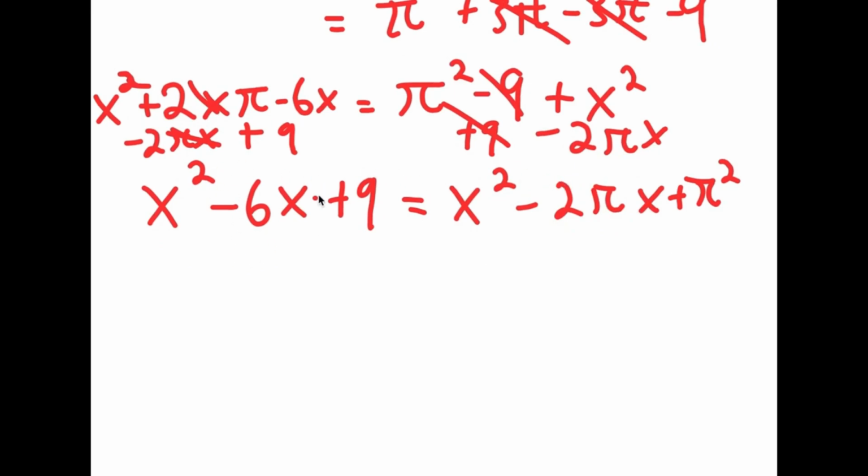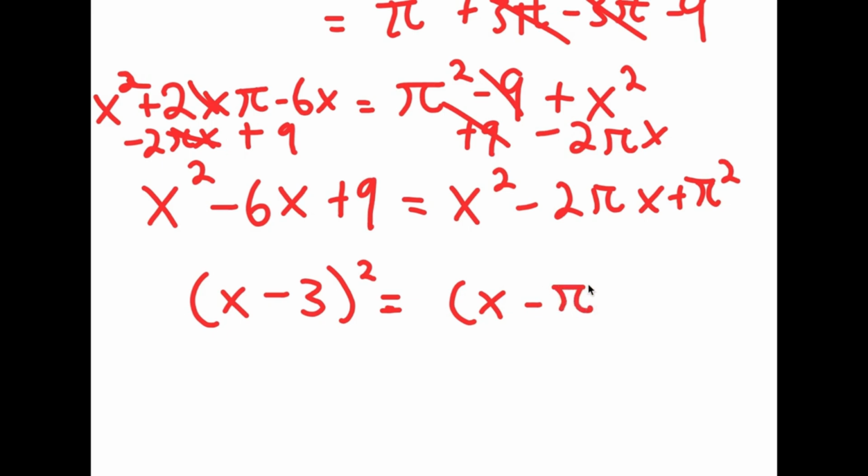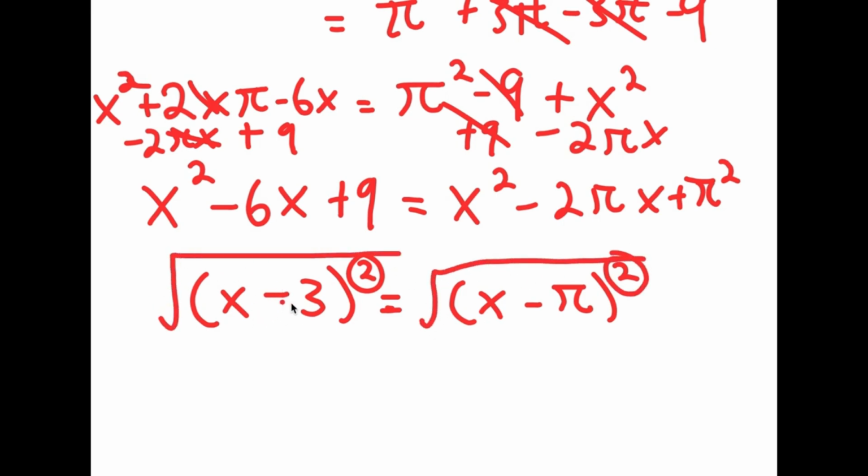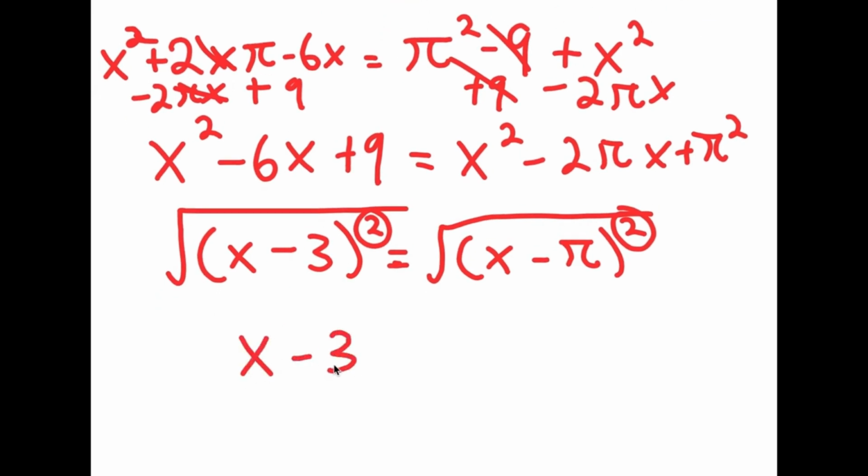And now, x squared minus 6x plus 9 factors into (x minus 3) squared. And x squared minus 2 pi x plus pi squared is the same thing as (x minus pi) squared. So I have (x minus 3) squared is equal to (x minus pi) squared. Now I want to cancel these two squares, so I'm going to take the square root on both sides. The square root of (x minus 3) squared is equal to x minus 3, and the square root of (x minus pi) squared is equal to x minus pi. So I get x minus 3 is equal to x minus pi.